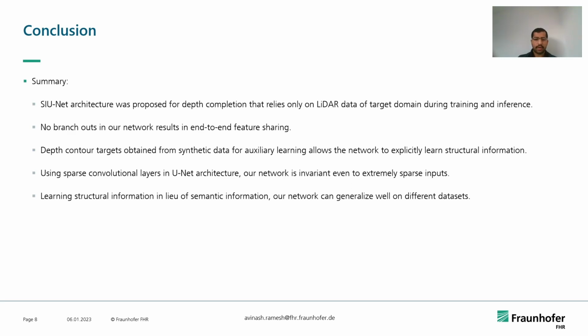Depth contour targets obtained from synthetic data for auxiliary learning allow the network to explicitly learn structural information. Using sparse convolutional layers in the UNet architecture, our network is invariant even to extremely sparse inputs. Learning structural information in lieu of semantic information allows our network to generalize well on different datasets.